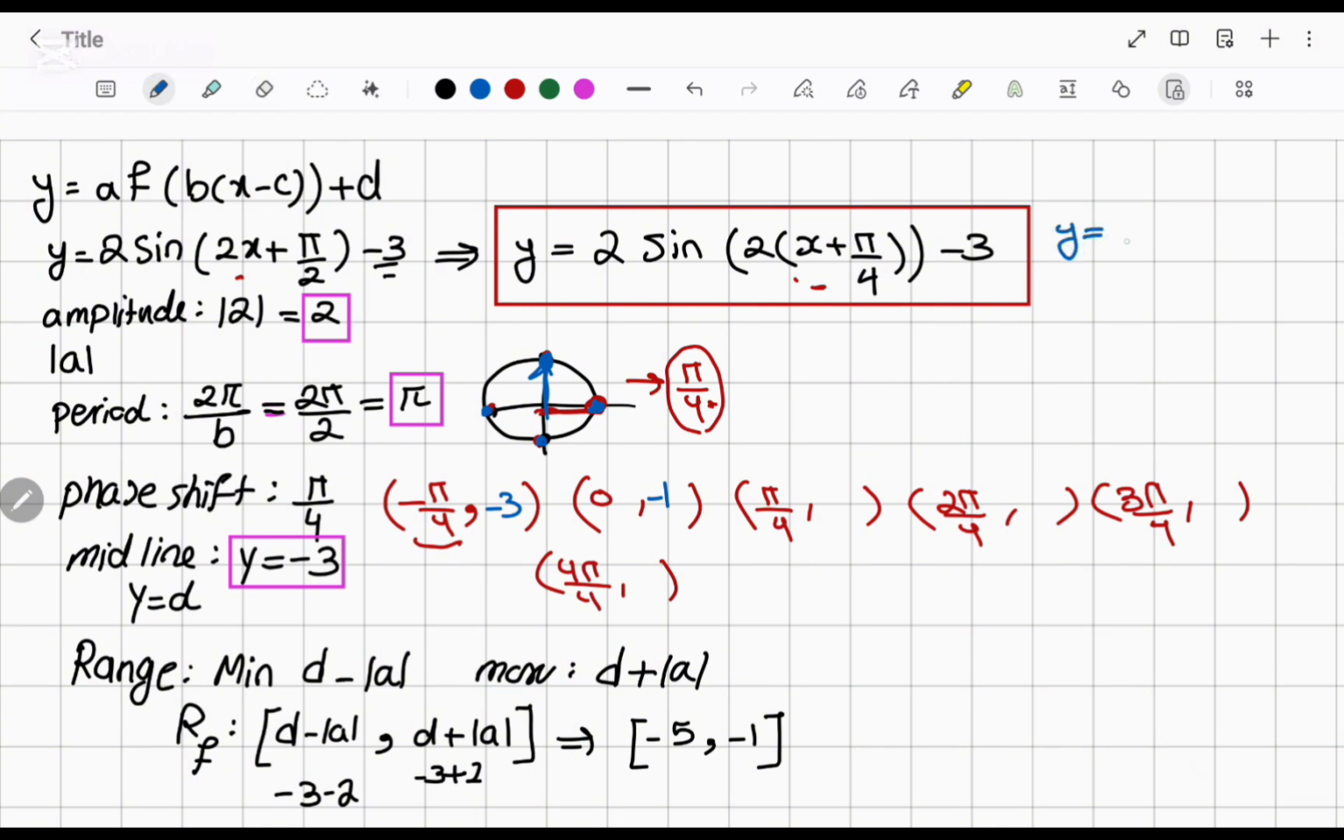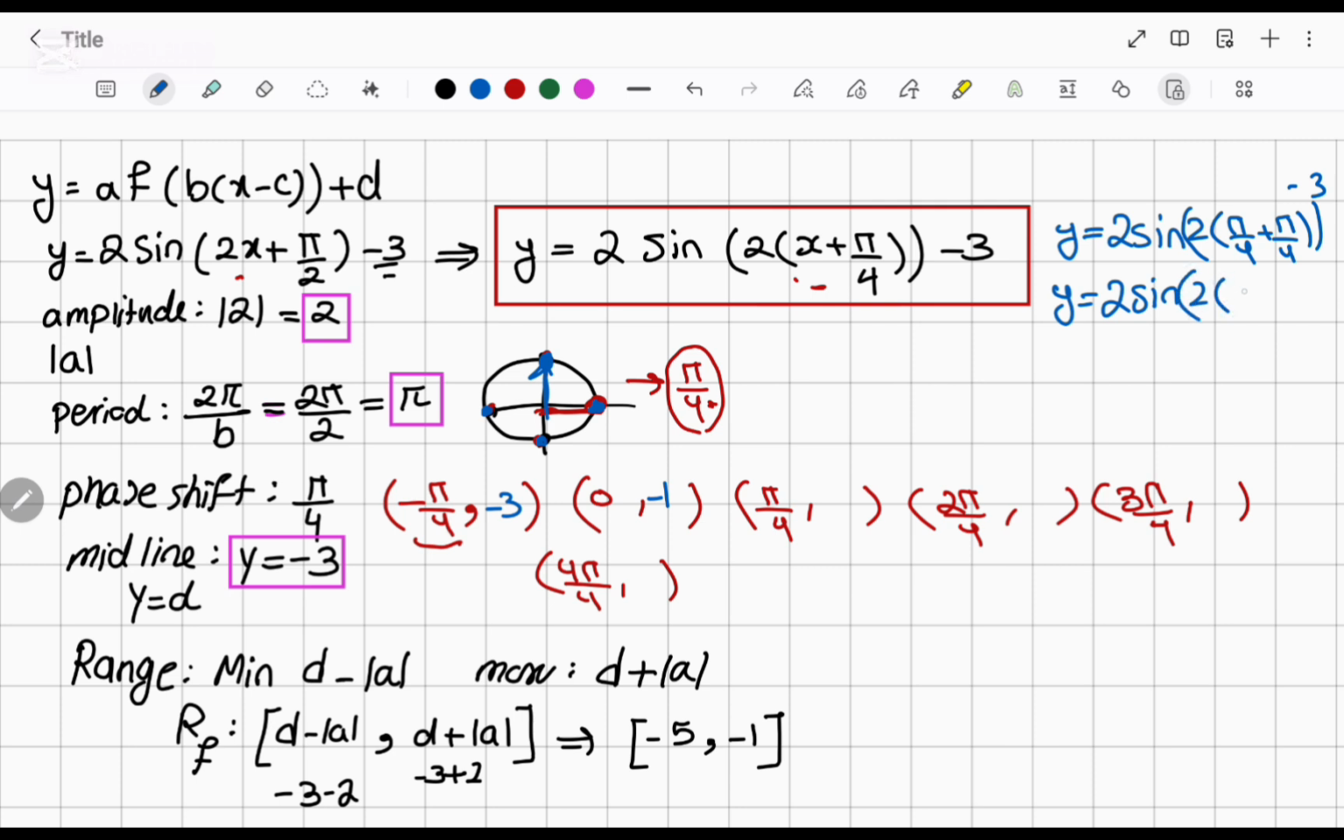So the next one is pi over 4. So it's going to be y is equal to 2 sine 2 times pi over 4 plus pi over 4, and then minus 3. So it's going to be y is equal to 2 sine 2.